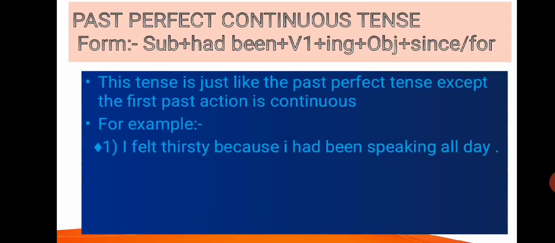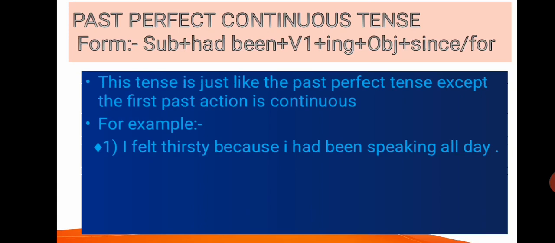I felt thirsty because I had been speaking all day. See, in this sentence, in past perfect continuous tense, you can see that I felt thirsty. Now, this action is taking place at some point in the past, but before that, the first action is speaking all day. Because I had been speaking all day, that is the reason why I felt thirsty. So, you can see that here the first past action is continuously speaking, and then the second action is felt thirsty, and that is in the past only.